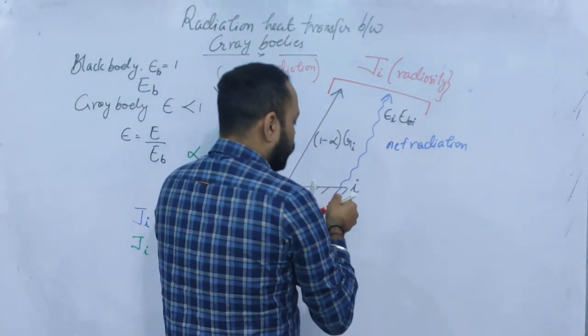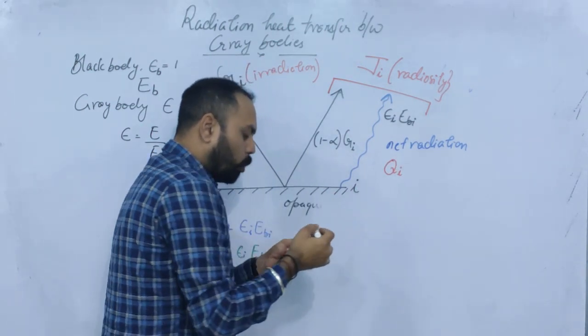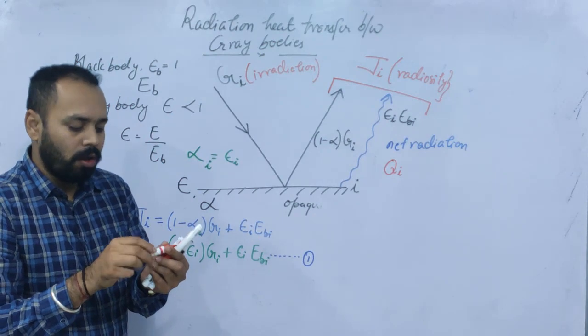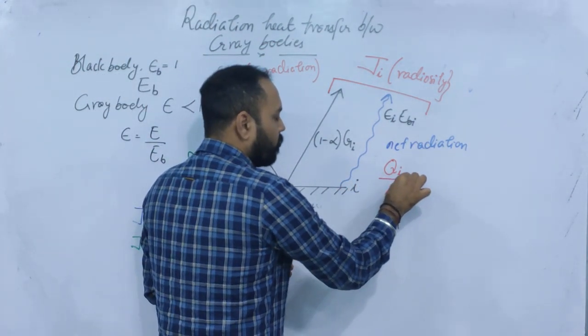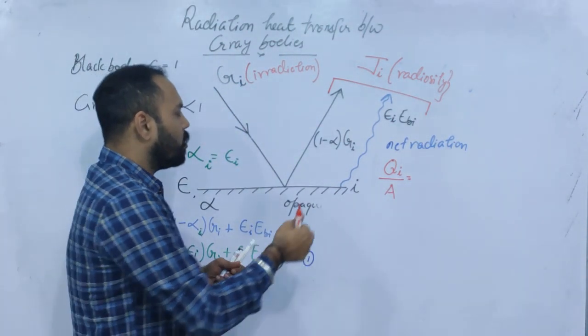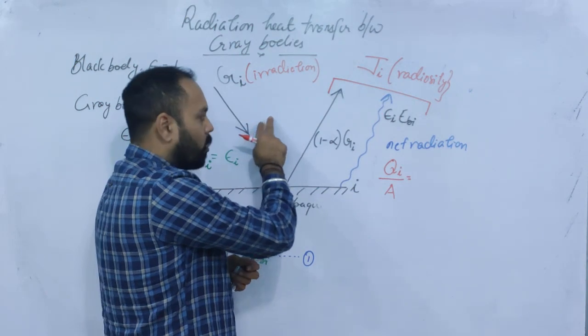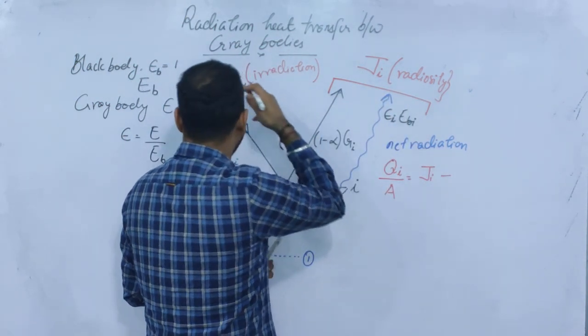So the net radiation from surface I, so that is Q. Now Q has the unit of energy by time. So let us divide it by the area of the surface I, A. Fine. So now it becomes energy per unit area per unit time. So what is net radiation? Leaving minus falling. What is leaving? Leaving is Ji. And what is falling? Gi. So Ji minus Gi.